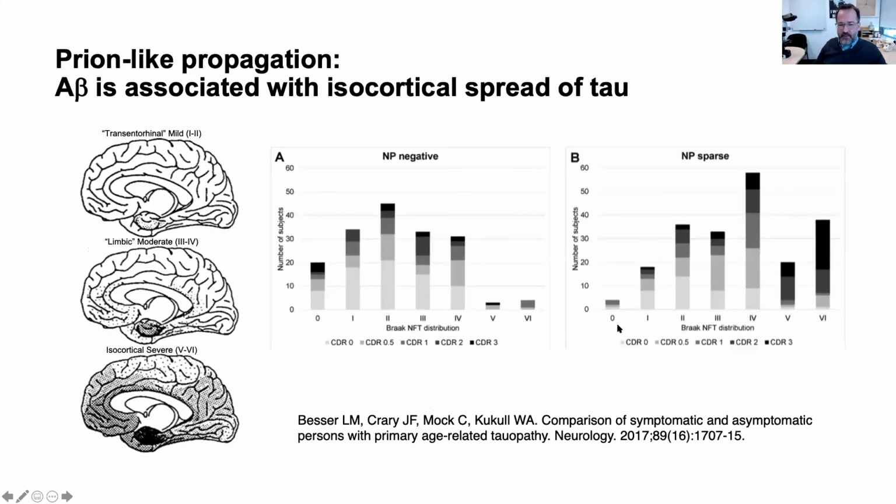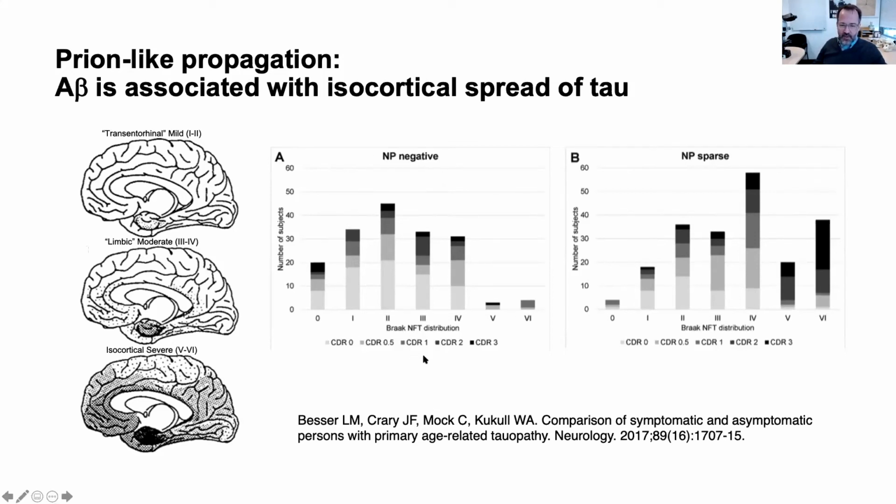Another thing that's been useful is to understand the spread of tau. If you're in the field, you may have heard about this prion-like propagation of tau, and there's a lot of research that's gone into that. A lot of the ideas have emerged from Stanley Prusiner's work at UCSF.